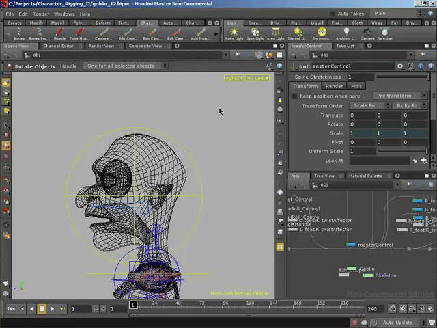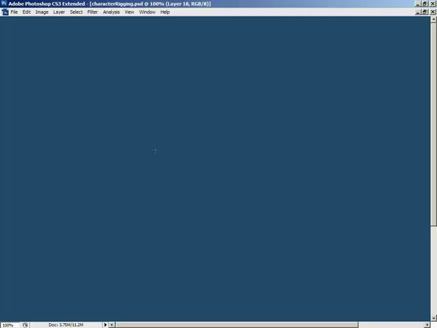Okay, so now that our head controls are in place, it's time to take a look at our eye controls. So let's jump over to the whiteboard and discuss how we're going to approach setting up our eye controls.